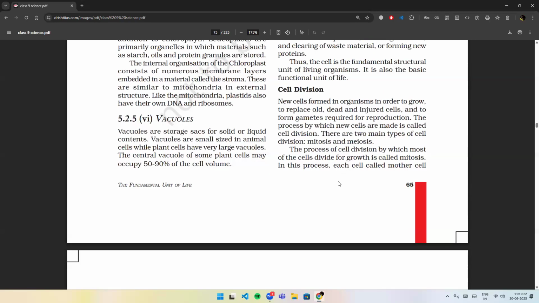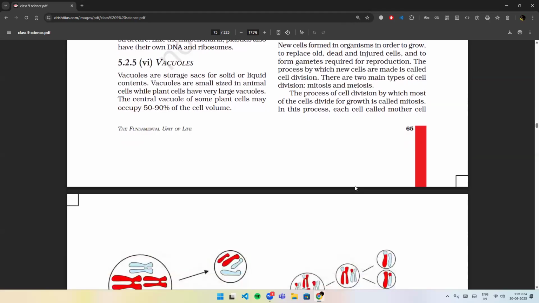Cell division. New cells are formed in organisms in order to grow, to replace old, dead, and injured cells, and to form gametes required for reproduction. The process by which new cells are made is called cell division. There are two main types of cell division, mitosis and meiosis.